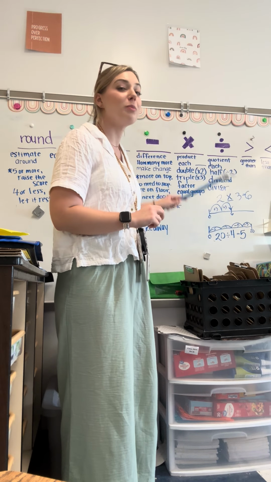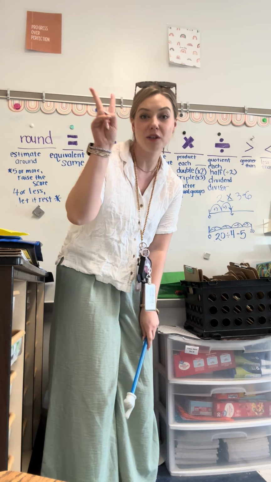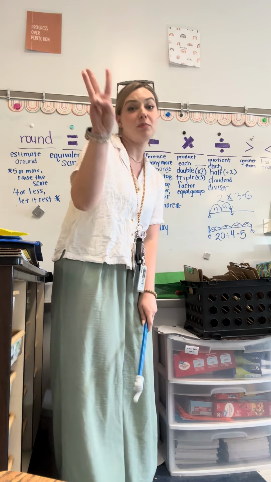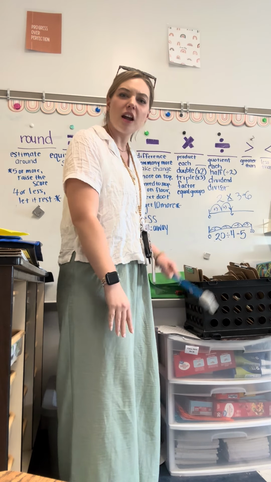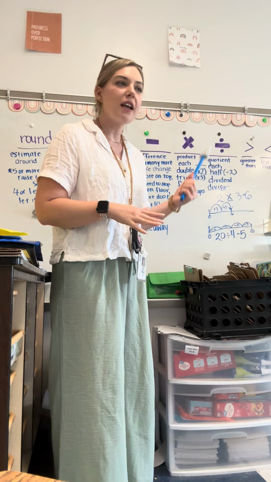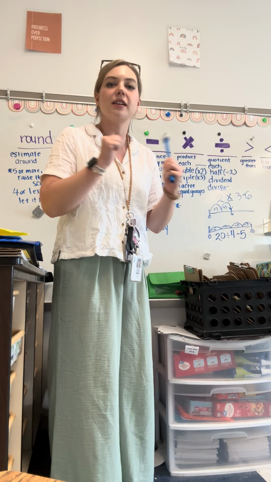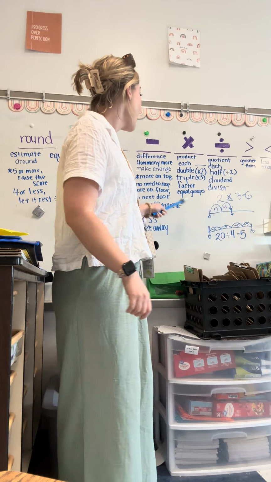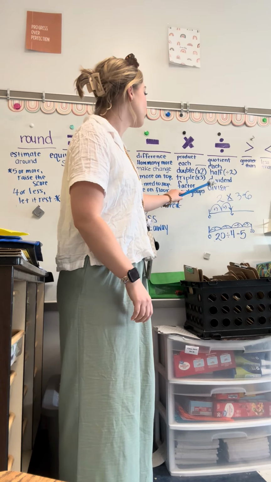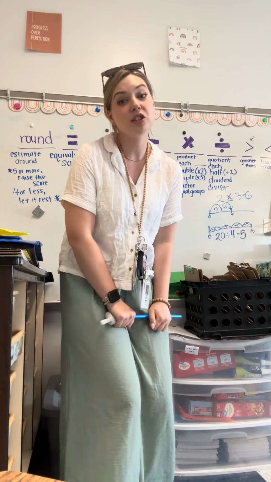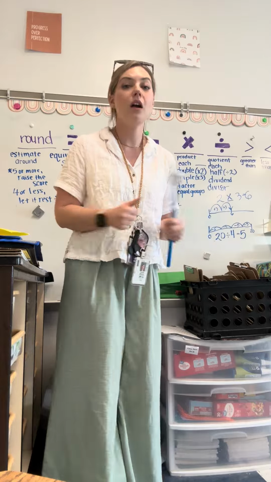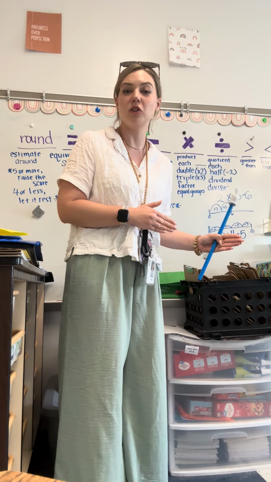Double means you need to multiply by 2. If I say double, multiply by 2. Triple, multiply by 3. Factor is another multiplication word. Factor is the number you're multiplying with, so a factor times a factor equals a product. And then equal groups can be used, again, for multiplication and division. You've got to ask yourself, does it make more sense to multiply or divide?